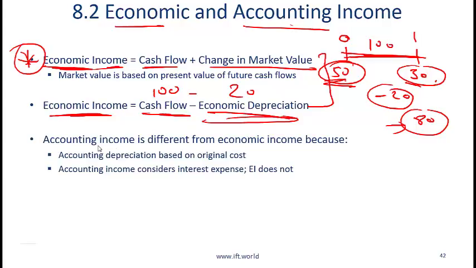Why is accounting income different from economic income? The big reason is that accounting depreciation is based on original cost and accounting rules, whereas economic depreciation is based on actual market values. The other point is that accounting income considers interest expense, whereas economic income does not.